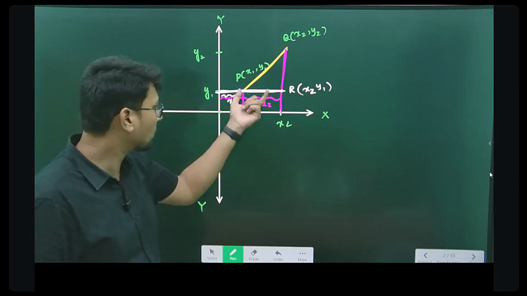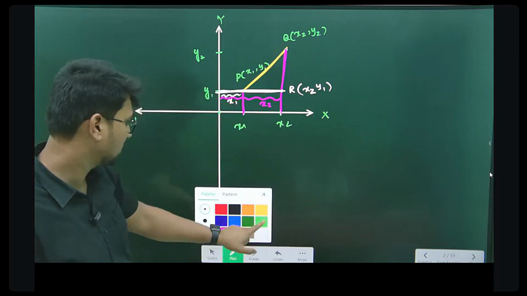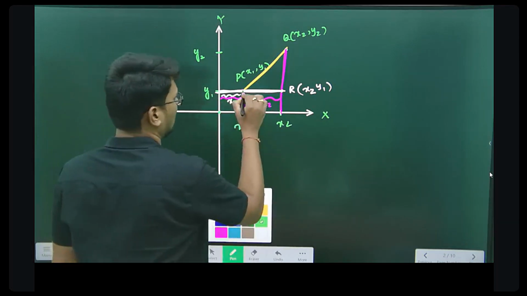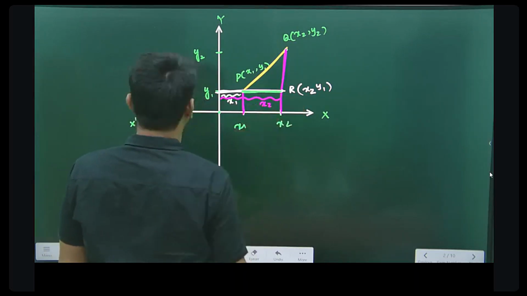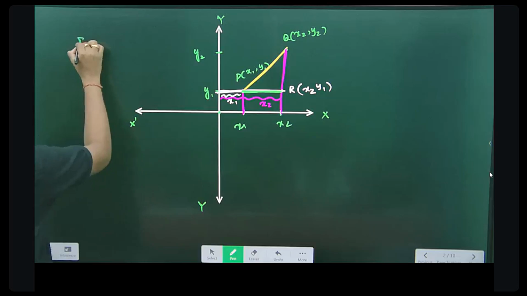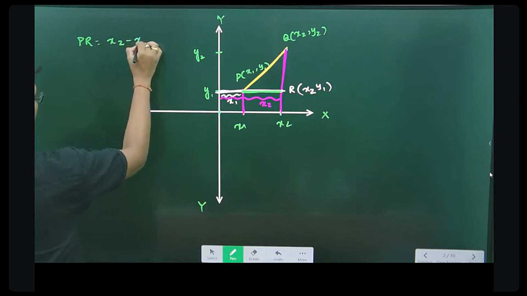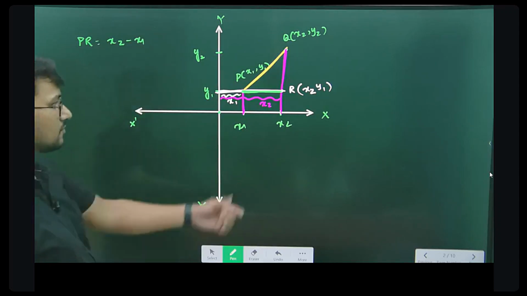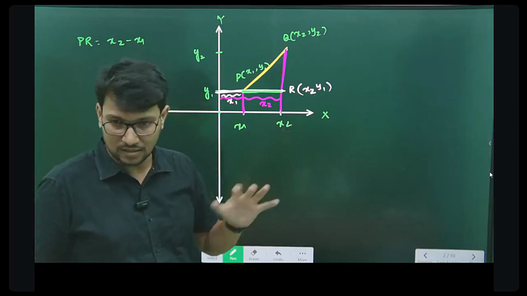So therefore, what is the length of RP? What is the length of PR? Tell me, what is the PR length? x2. Is that clear? Understood, everyone?